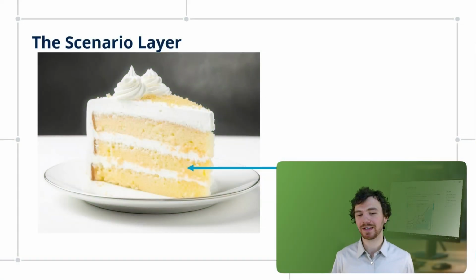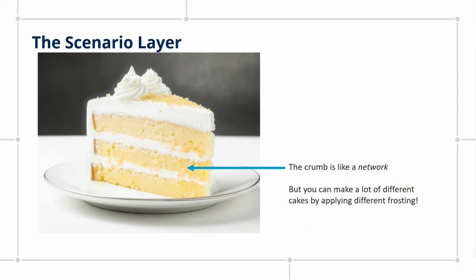I like to use the cake analogy to describe what a network and a scenario are in Saint. The crumb of the cake is like the network, but you can make lots of different cakes by applying different frosting. So the frosting is like the scenario. Functionally, this means that we can have a base network on top of which we apply different scenarios to do many different types of modeling and gain many unique insights using Saint.